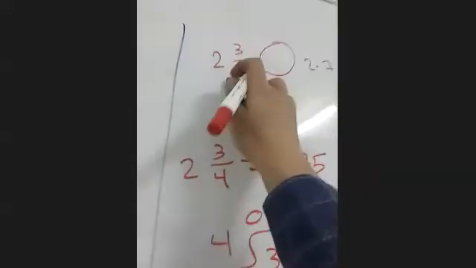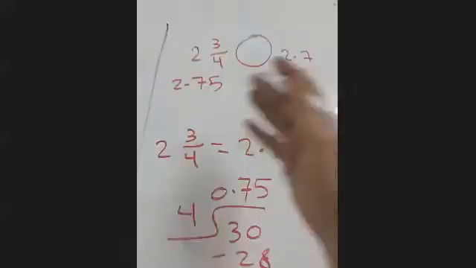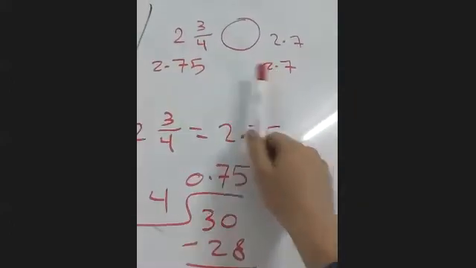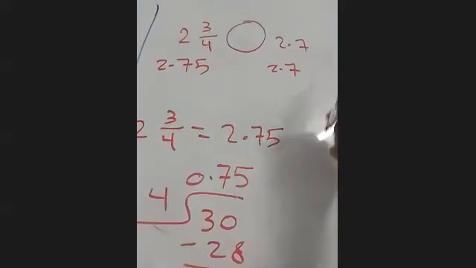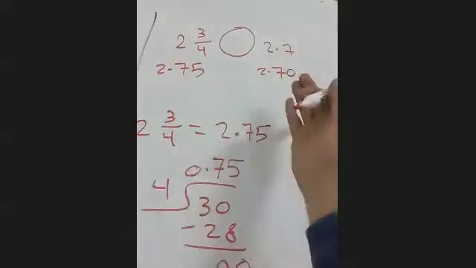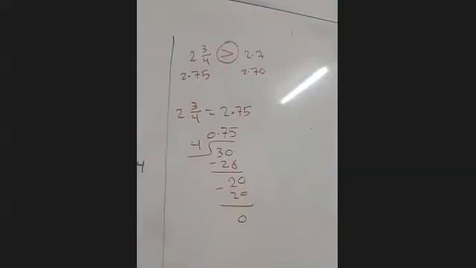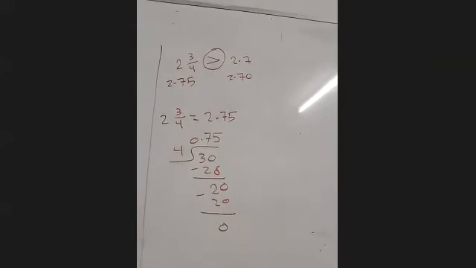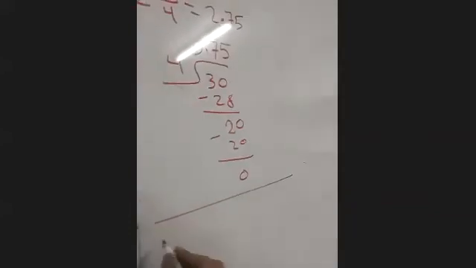Now, this number is 2.75, and this number is 2.7. Let's compare, guys. Here we have 2, and here we have 2. Decimal, decimal, 7, 7. Here we have 5, but here we have nothing. Nothing means we can put 0. So here we have 5, here we have 0. Which number is bigger? This one is bigger than this one. So to compare between two rational numbers, guys, turn them both to decimals, then you can compare normally.